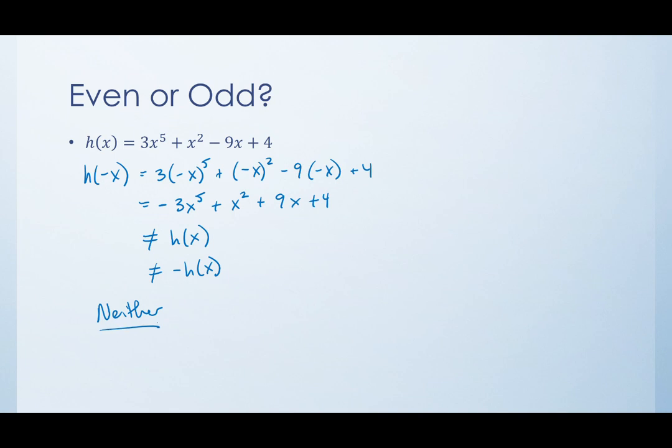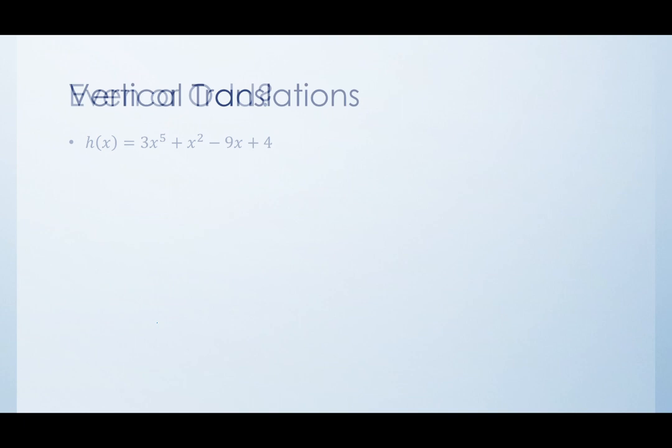So on tests, if I say, show algebraically if this is even or odd, then all you need to do is plug in negative x and see if you get out the original function f of x or if you get out negative f of x. And if you don't get either of those, it's neither. There you go. So that's a good place to break so that we can go talk about vertical translations.